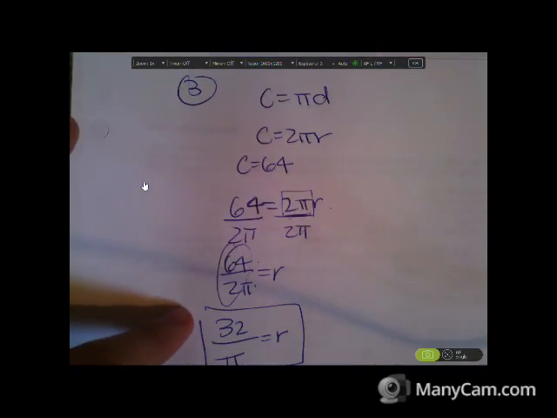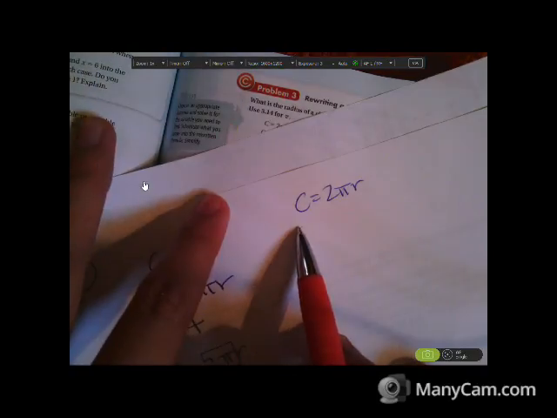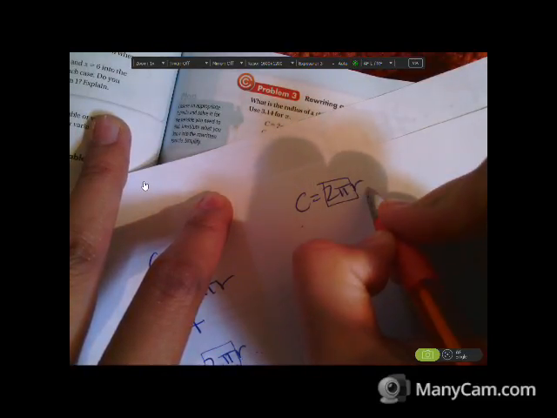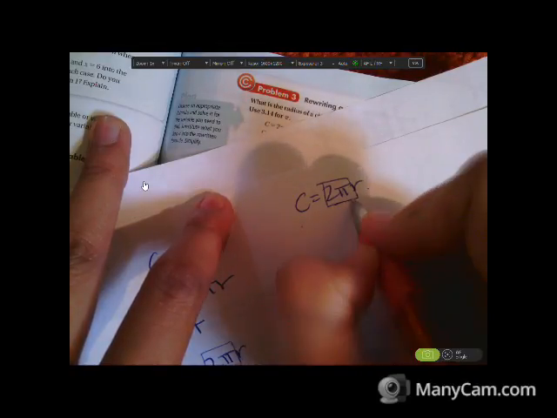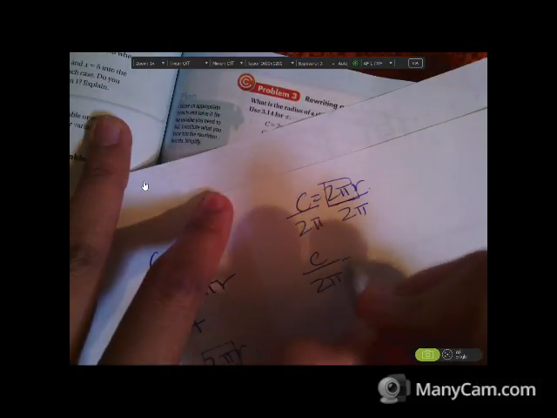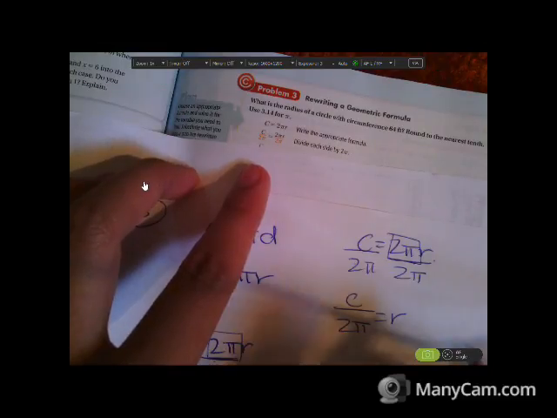Now, this is when we're plugging in numbers. What you can do is solve symbolically first. This is what I mean. The book shows you C equals 2 pi r, right? They want you to solve for r in terms of variables first. 2 pi is still a constant that's being multiplied to r. So to get rid of it, we're going to divide each side by 2 pi. Therefore, we're left with C over 2 pi equals r. You can see it also over here in the textbook. You divide by the coefficient of r, which is 2 pi.